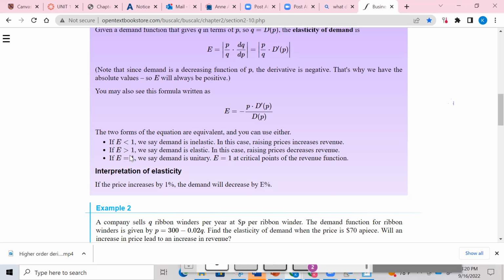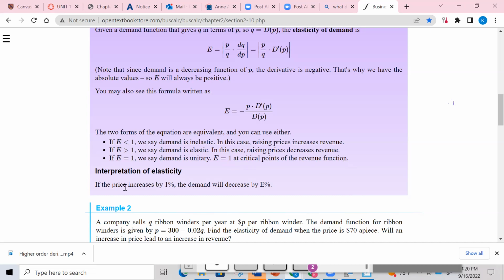If E is greater than 1, then we say it's elastic. In this case, raising prices will decrease revenue. So the change in demand is pretty significant. Changing that price decreases demand significantly, which would decrease your revenue. And if E is equal to 1, we say it's unitary. E equals 1 is at critical points of the revenue function.